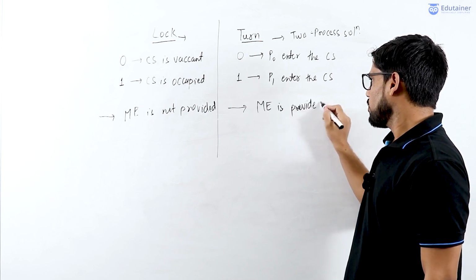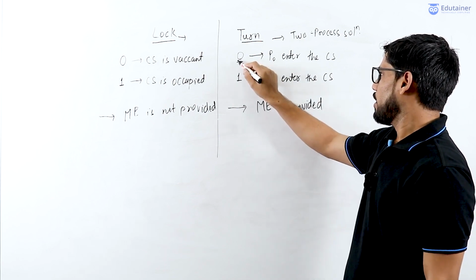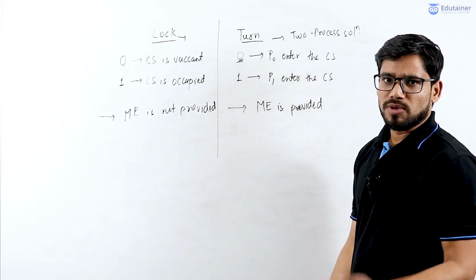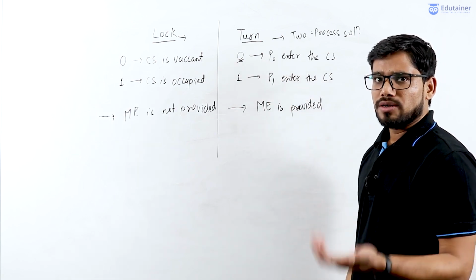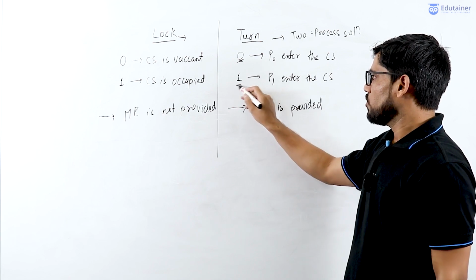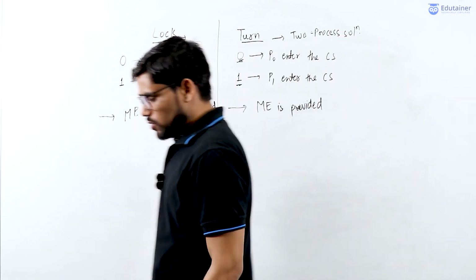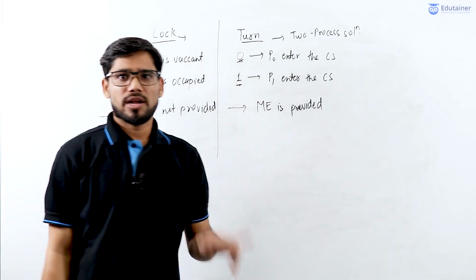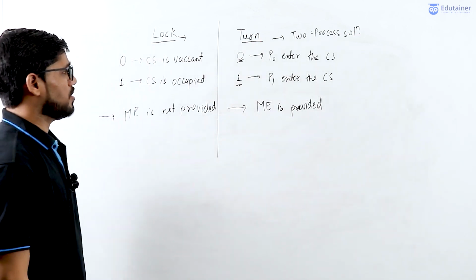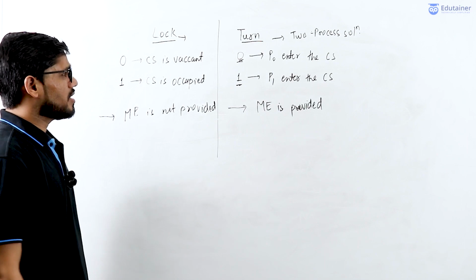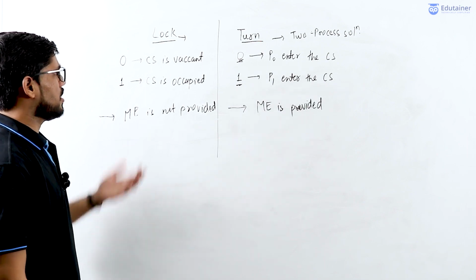Why is it provided? Because it says if the turn value is 0, process P0 has the right to enter the critical section, and if the turn value is 1, process P1 has the right to enter the critical section. Okay, so that is the major difference between lock variable and turn variable. Okay, and if you see other aspects, the other aspects are same.